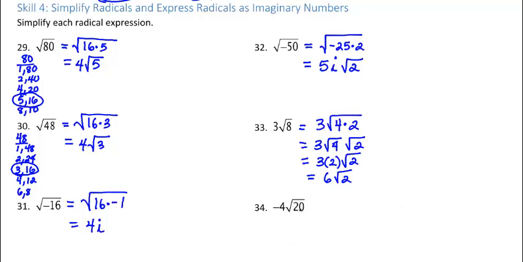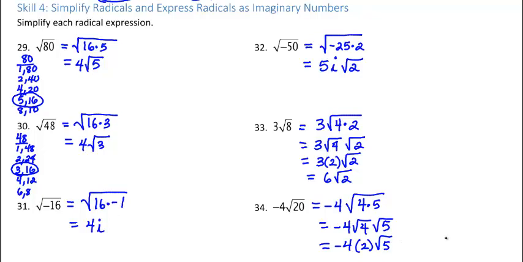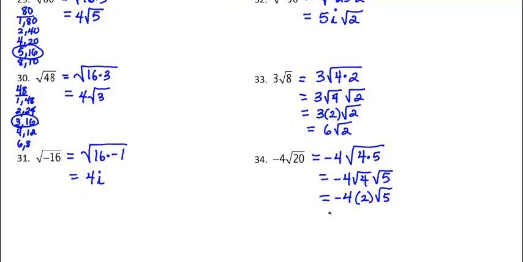Negative 4 times the square root of 20, we write 20 as 4 times 5. So we really have negative 4 times the square root of 4 times the square root of 5, which is negative 4 times 2 times the square root of 5, or negative 8 times the square root of 5.